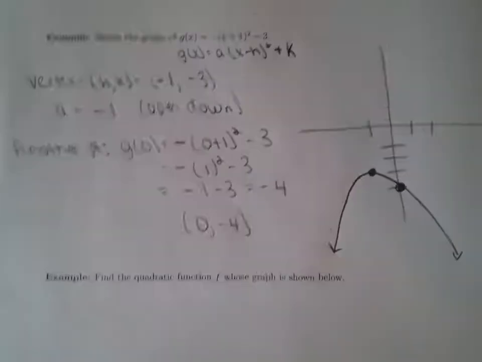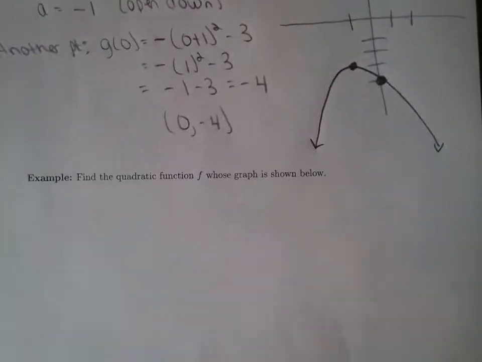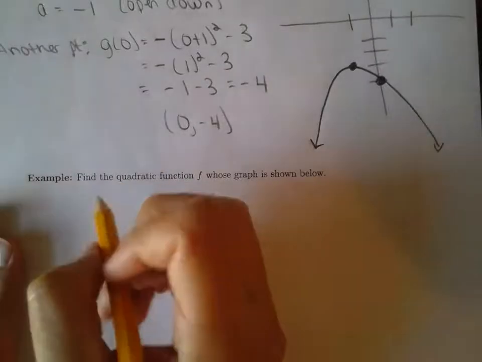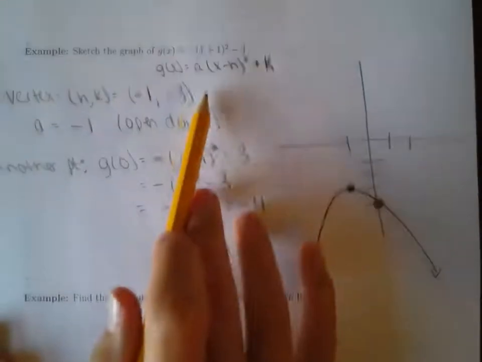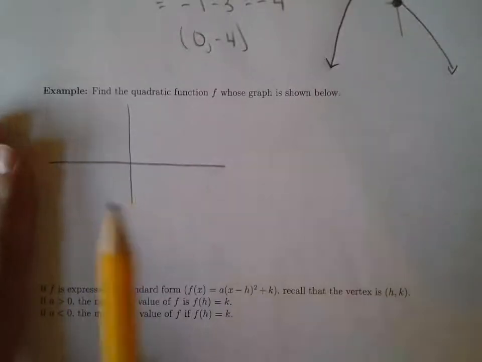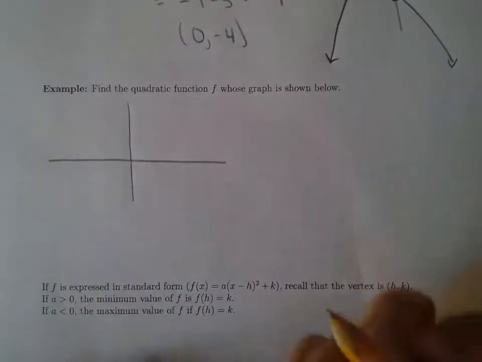Okay, next example, we're going to be working backwards. It says find the quadratic function f whose graph is shown below. So we need to graph this first. So this is the graph that we're going to be finding the function for. Here we had the function and we graphed it. Now we're going to have a graph. We're going to find the function. So we're going to be working backwards here.